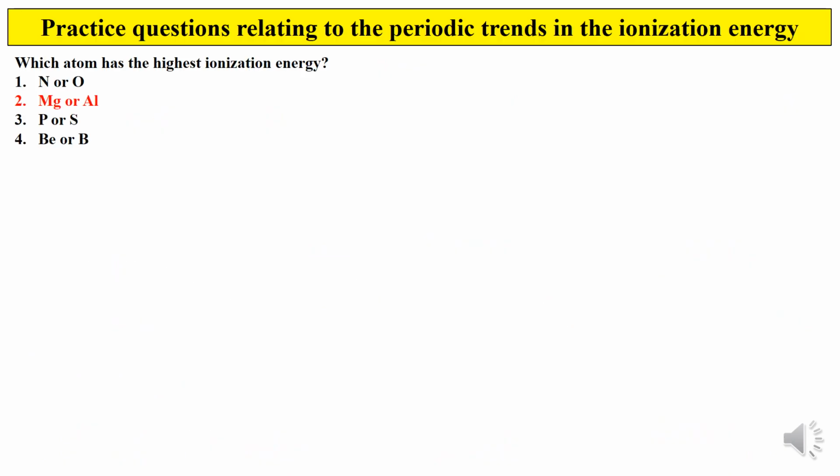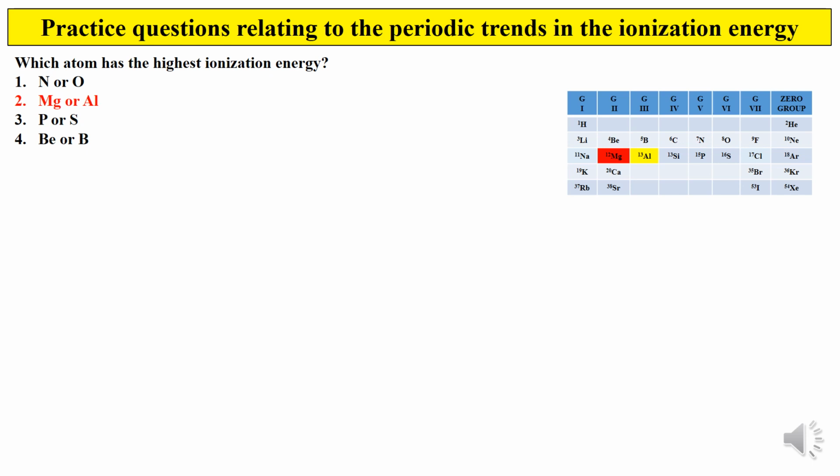Now some more practice questions relating to the periodic trends in ionization energy. Which atom has the highest ionization energy? Now moving on to the period 3 elements. Beryllium, boron, nitrogen, oxygen were period 2 elements. Now let's take up some elements belonging to period 3.